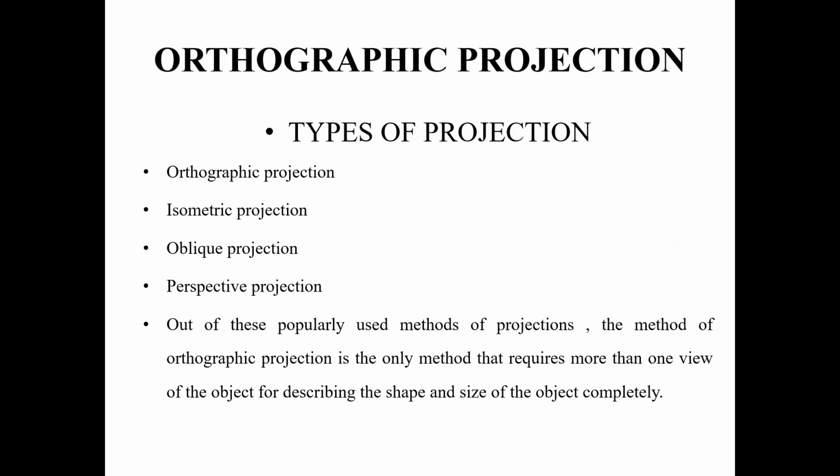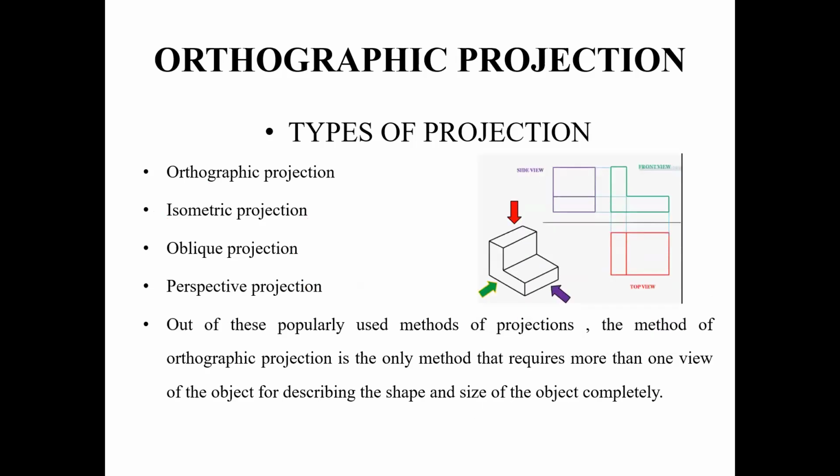Out of the popularly used methods of projection, the method of orthographic projection is the only method that requires more than one projected view of the object for describing the shape and size of the object completely. But if you use isometric projection, oblique projection, or perspective projection, you can describe the shape and size of the object completely with the help of a single projected view of the object on a single plane of projection.